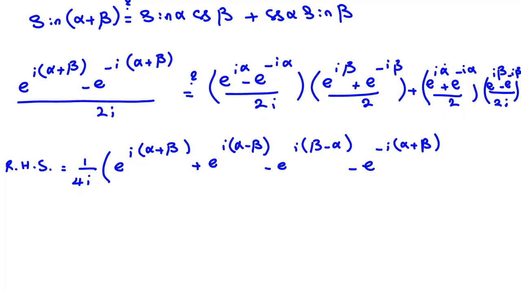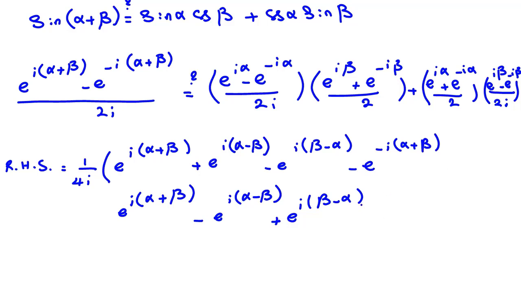Now we want to calculate this part. This times this is e to the I alpha plus beta. This times this is e to the I alpha minus beta. This times this is e to the I beta minus alpha. This times this is negative e to the negative I alpha plus beta. Okay, so let's check negative e to the negative I alpha plus beta.